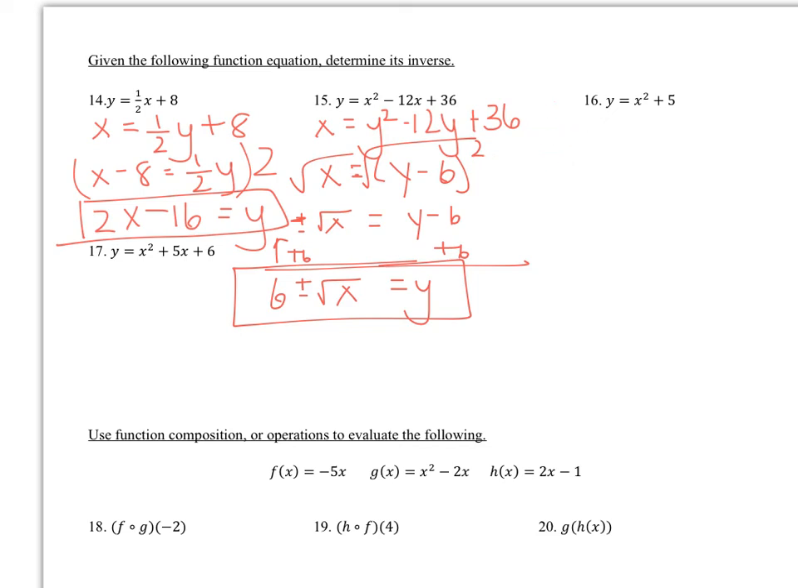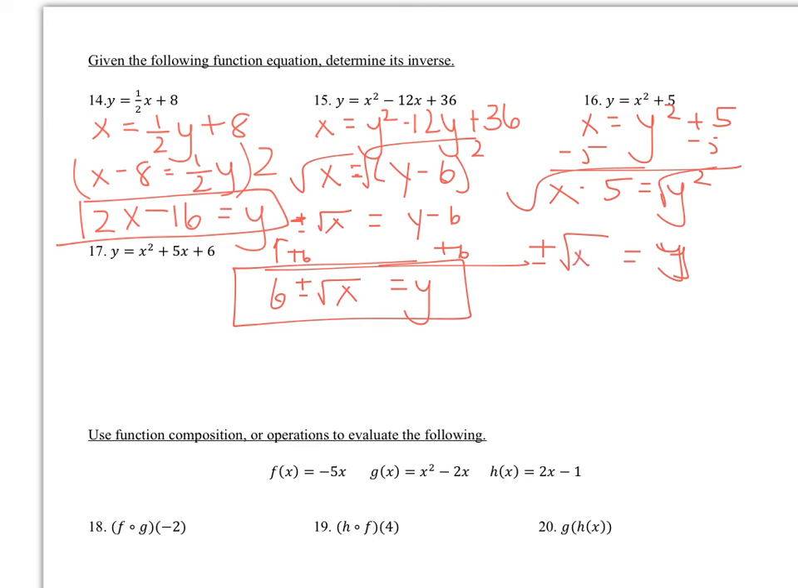If I go over to number 16, change x with y and y with x. Now solve for x. Subtract 5 on both sides. So I have x minus 5 equals y squared. Square root. Y equals plus or minus the square root of x minus 5. Here's where it gets interesting.